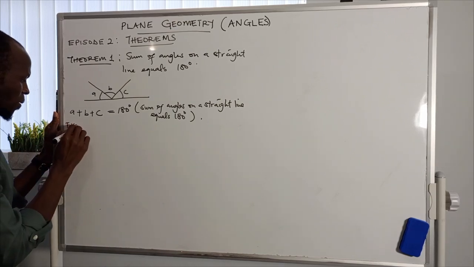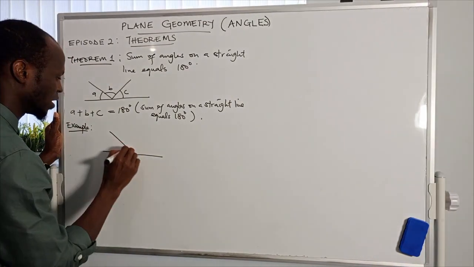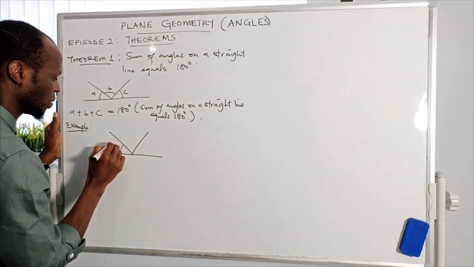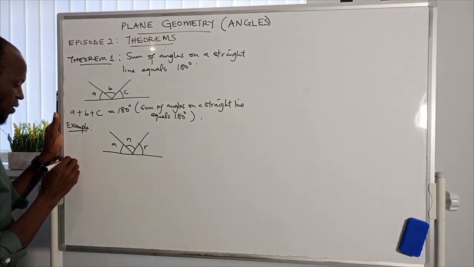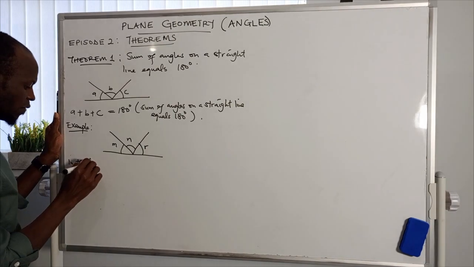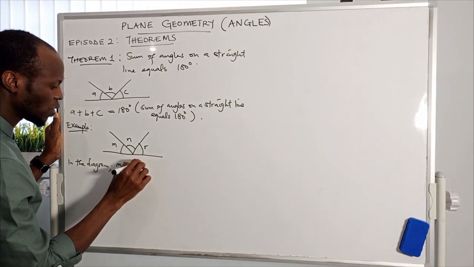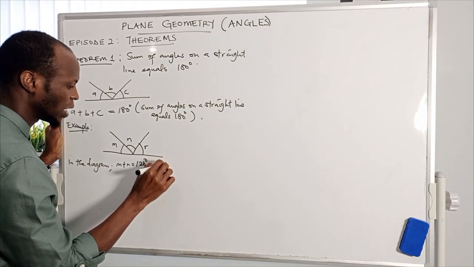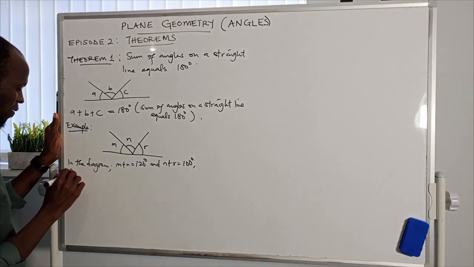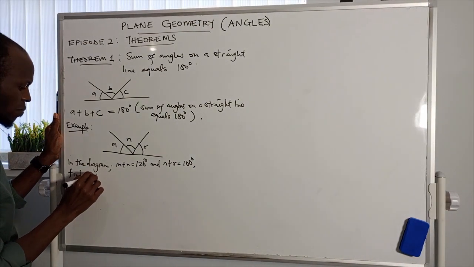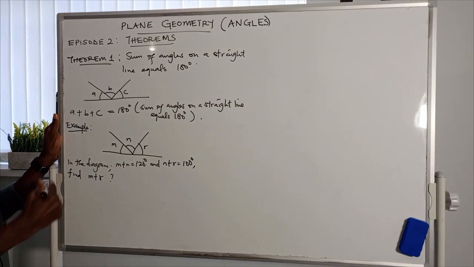Example. If you are given this kind of diagram, and you call this place M, this place N, this place R, and the question says in the diagram, M plus N equals 120 degrees and N plus R equals 100 degrees, find M plus R. How do we go?